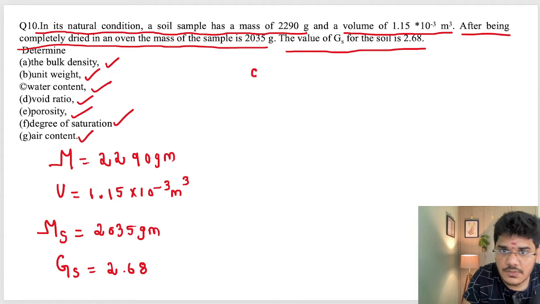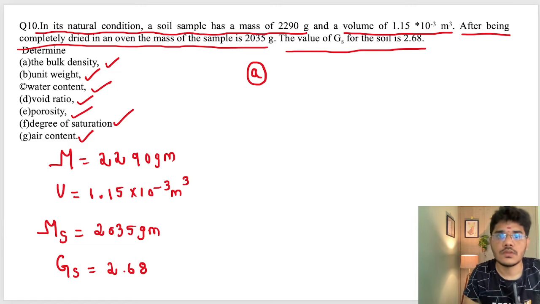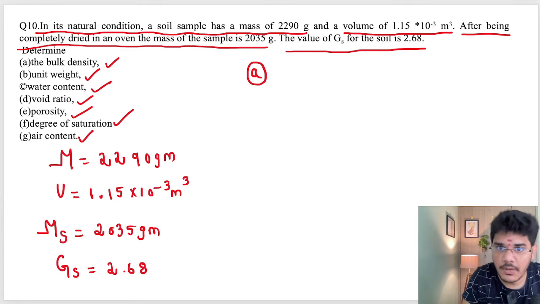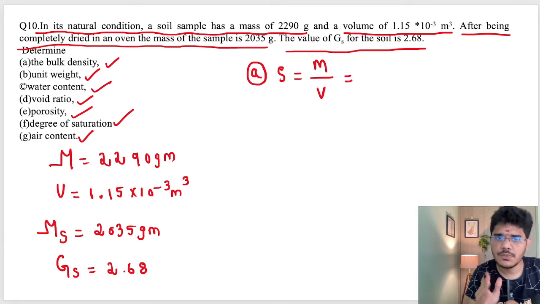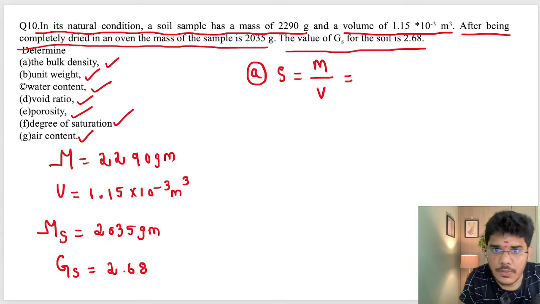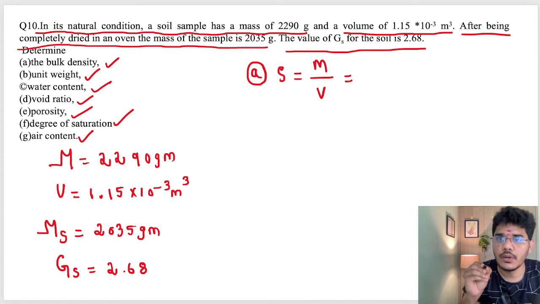So first one, what has been asked in the problem? What is bulk density? Bulk density is equal to mass by volume. The difference between density and unit weight is: density is equal to mass by volume, unit weight is equal to weight by volume. So bulk density is equal to total mass by total volume.